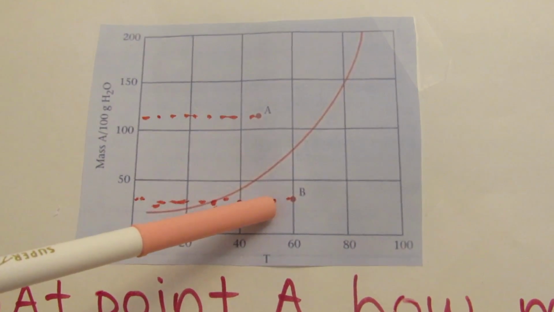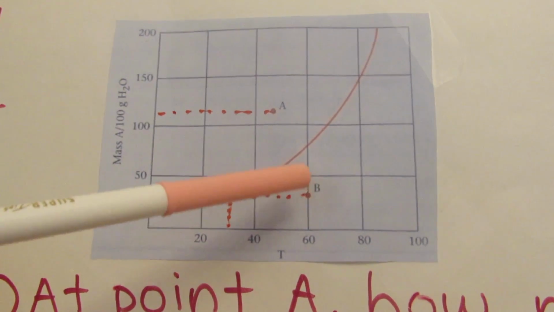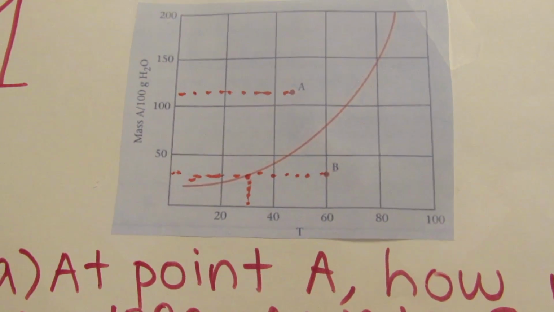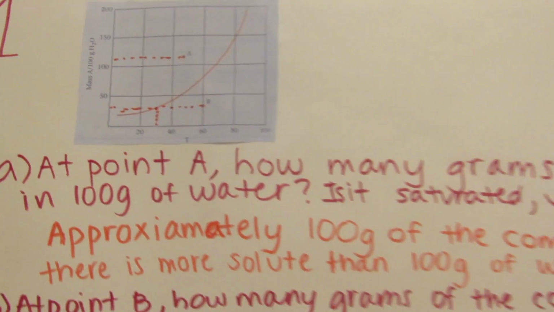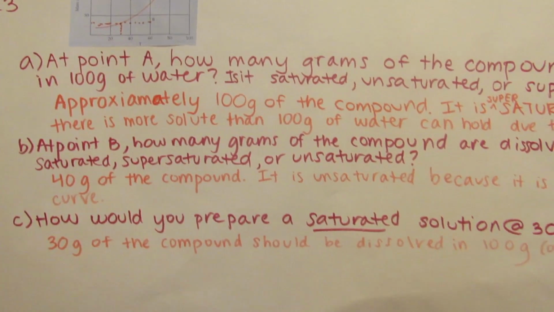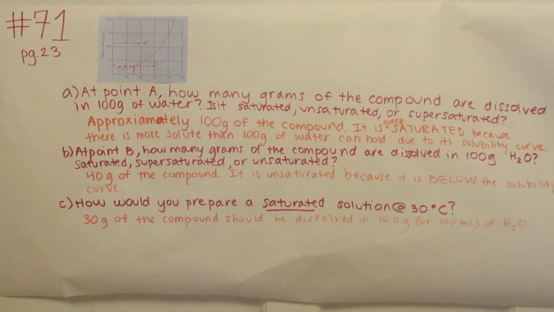If it's under the line, that means it's unsaturated because there's not enough of the solute to be dissolved completely. I mean, it will be dissolved completely, but it'll be not the perfect amount as the curve represents.